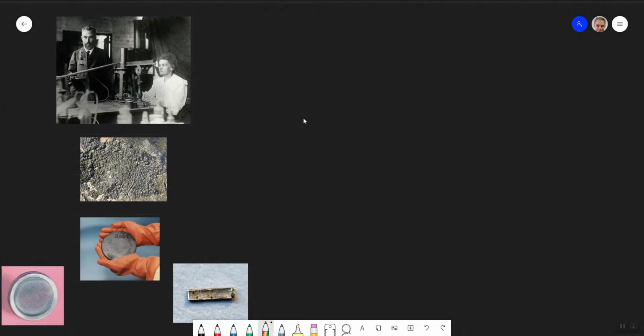Now, the next people that turn up, the people that are very commonly thought of as being related to radioactivity, would be Marie and Pierre Curie. And they were two scientists working in France. And the original person doing the research was Marie Curie. Pierre quite quickly worked out that what she was working on was much more interesting, so he started working with her.